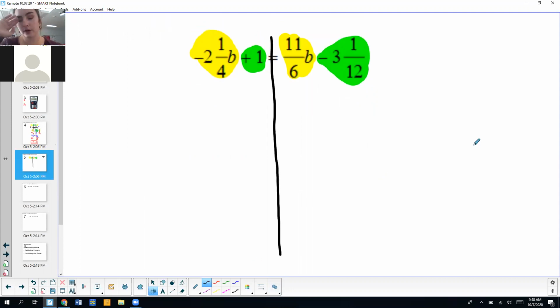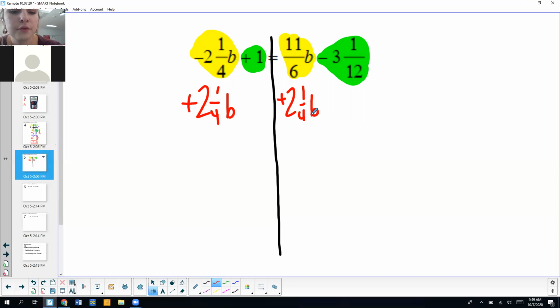Now, this is the part where we've got a constant and a variable on either side of the equal sign. So we want to compare our variable terms. We've got negative 2 and 1/4 B and 11/6 B. Which one is smaller? Well, that negative one is obviously smaller because it's a negative number. So we're going to move that negative 2 and 1/4 B to the right side by adding it. I'm going to add 2 and 1/4 B to both sides.